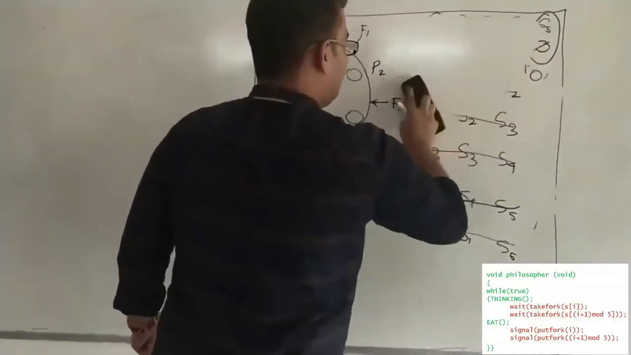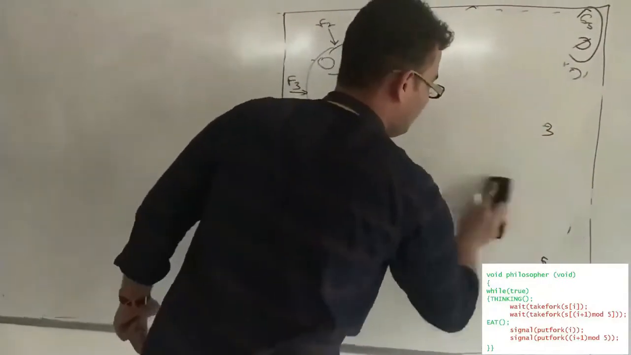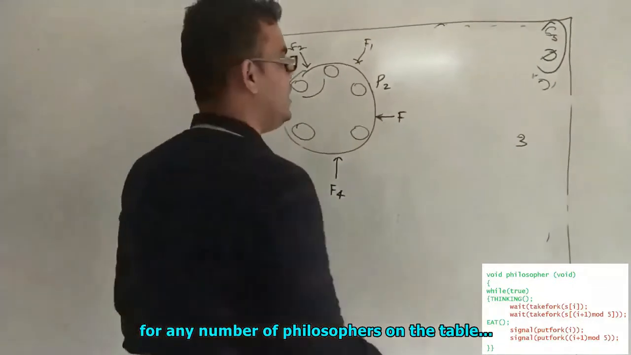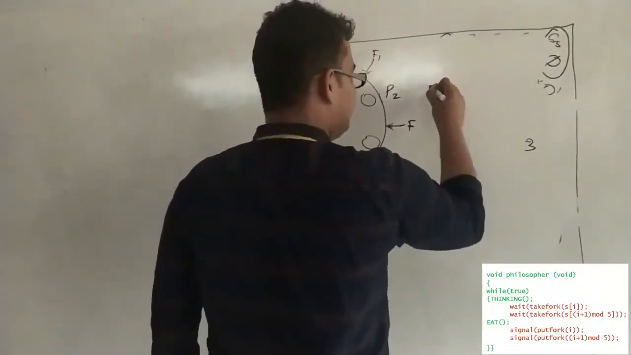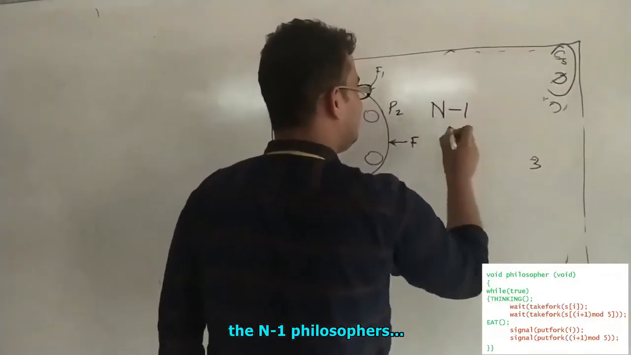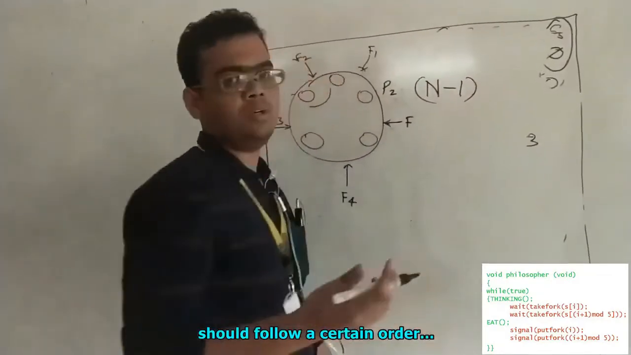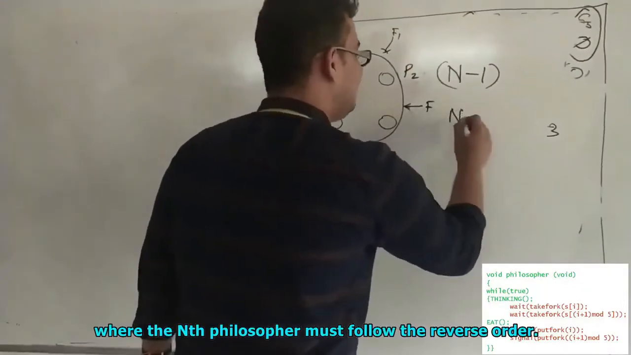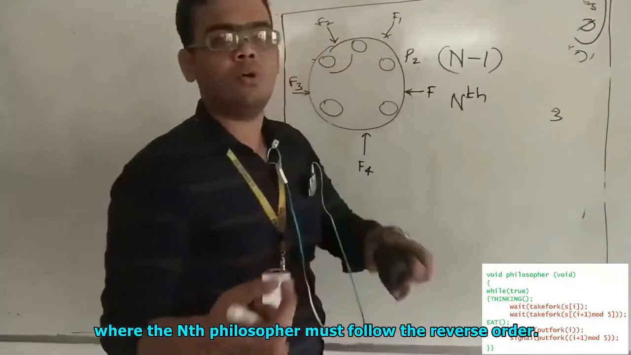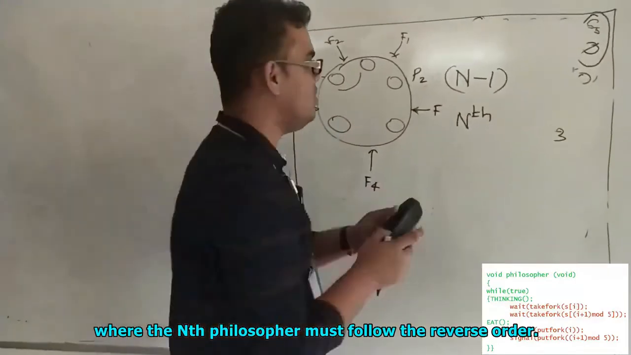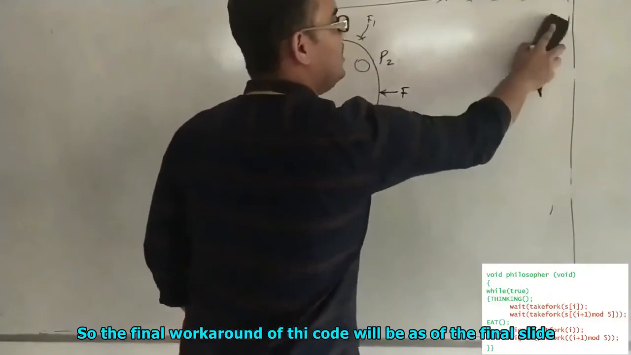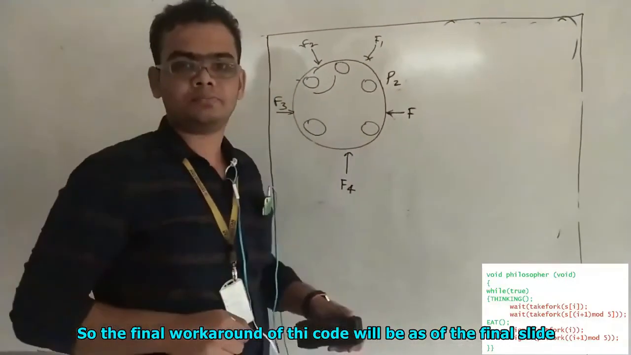So now, for any number of philosophers on the table, the n-1 philosophers should follow a certain order, where the nth philosopher must follow the reverse order. So the final workaround of this code will be as in the final slide.